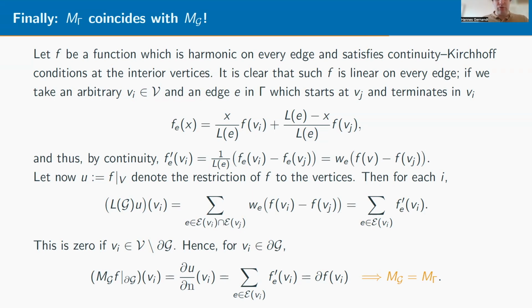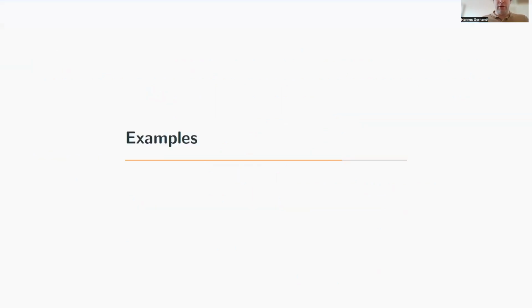And in this sense, we have now seen, by using our main result on discrete graphs, that also knowing the Dirichlet-to-Neumann map of a quantum graph determines the tree uniquely. Okay, let's have a look at two examples.